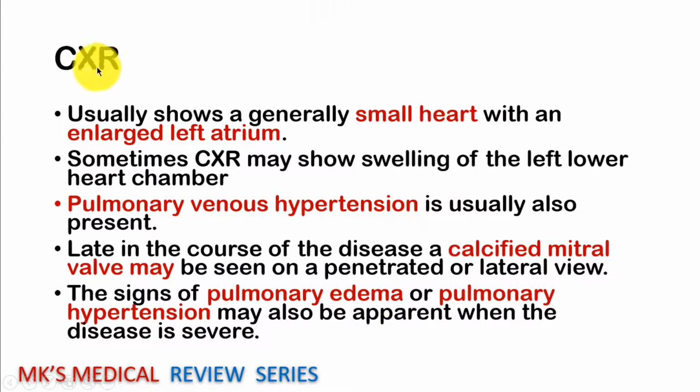So on the chest x-ray, what may you see? You may sometimes see generally a smaller heart with an enlarged left atrium. Sometimes the chest x-ray may show swelling of the left lower heart chamber. You may sometimes get pulmonary venous hypertension, which you may see on the x-ray. And then, of course, late in the disease, you may get a calcified mitral valve that you will see on a penetrated or a lateral view x-ray. Then there may be signs of pulmonary edema or pulmonary hypertension that you may see in cases of severe disease.